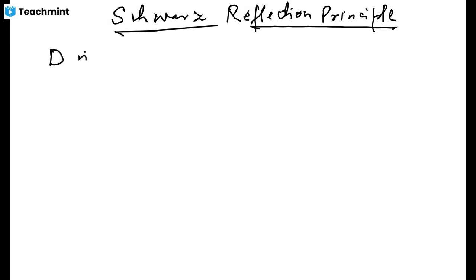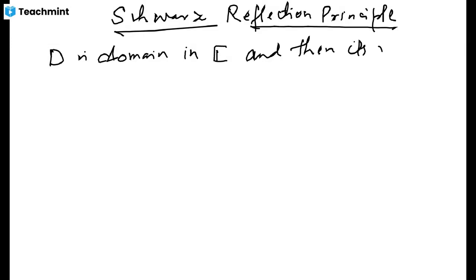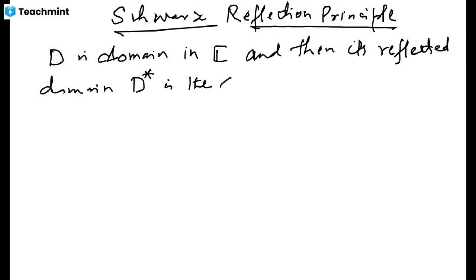Suppose D is a domain in C, then its reflected domain, which let us denote with D star, is the set of conjugate images of all points of the domain D.